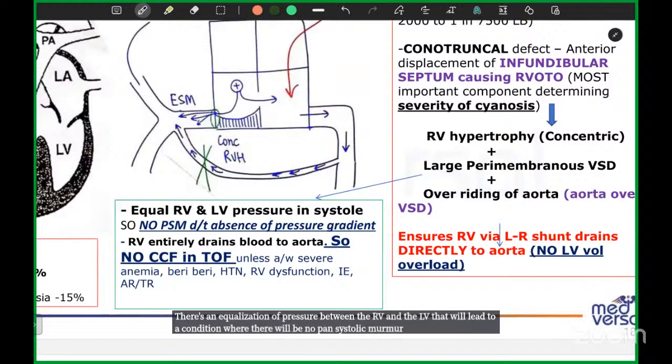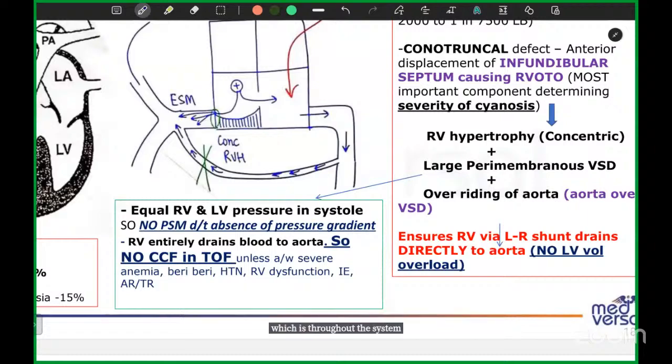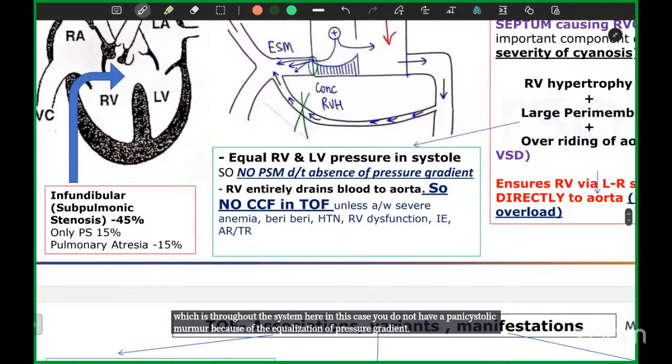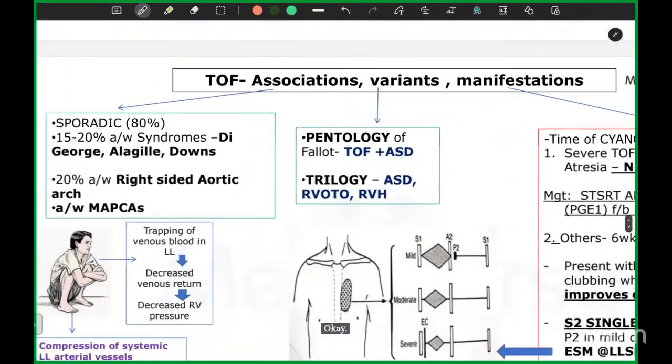In VSD, you have a pansystolic murmur, which is throughout the systole. Here in this case, you do not have a pansystolic murmur because of the equalization of pressure gradient. Okay. Now, what are the associations?